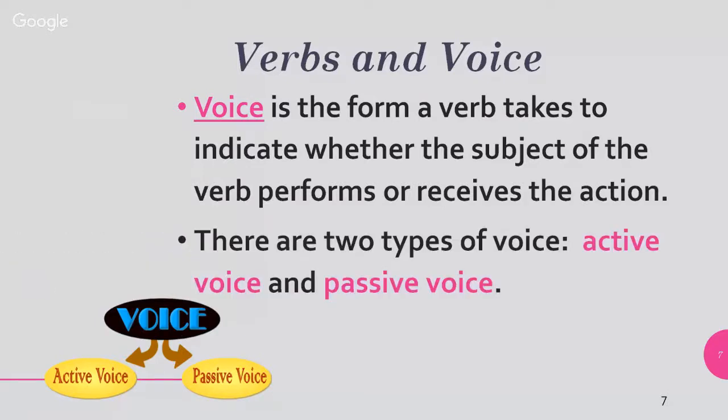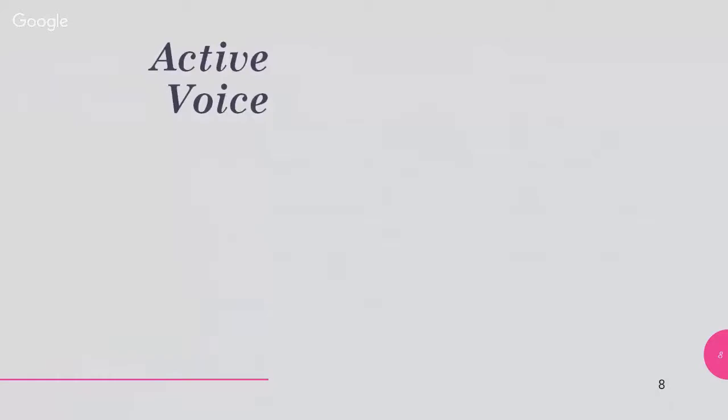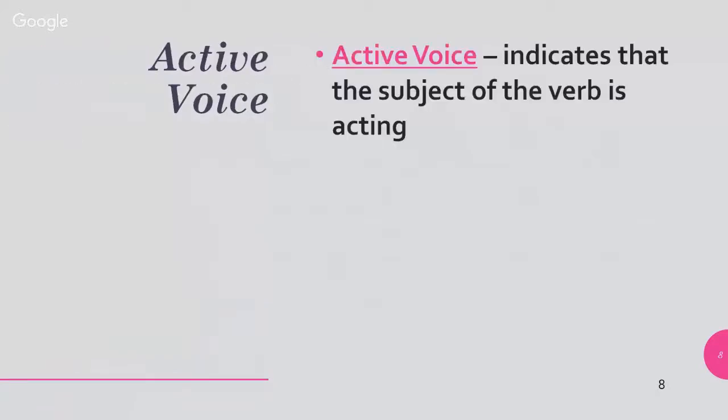There are two types of voices, active voice and passive voice. Active voice. Active voice indicates that the subject of the verb is acting. So the subject does some action. That is, in other words, the subject is active because the subject does something. So it is in the active voice.